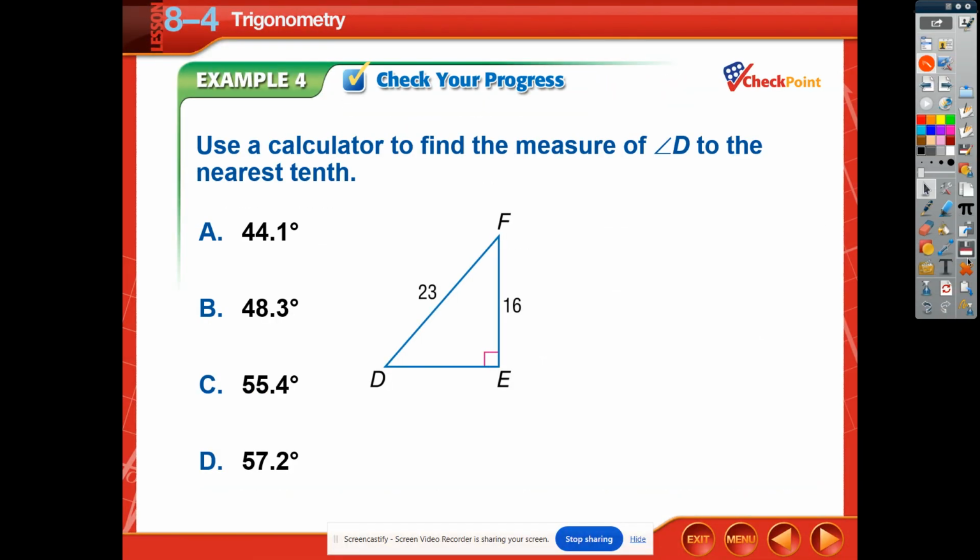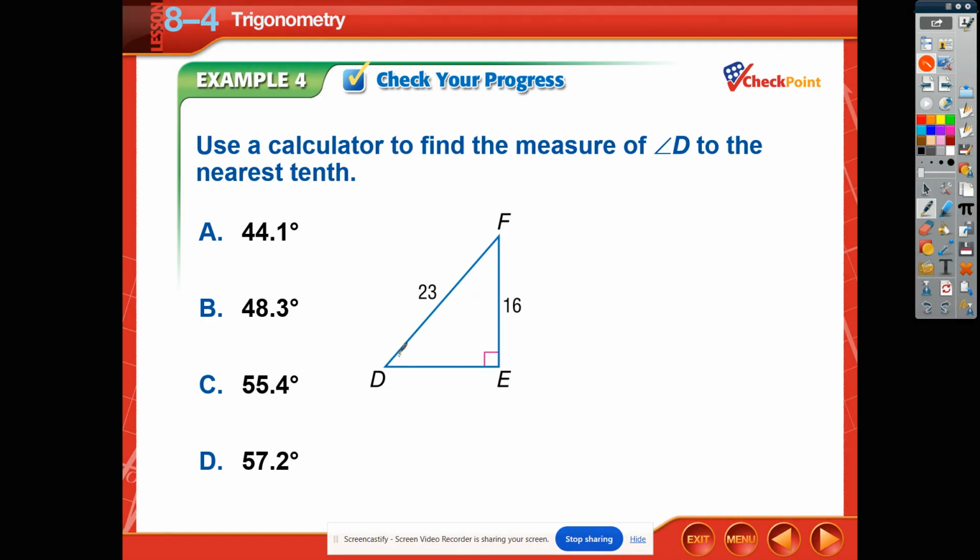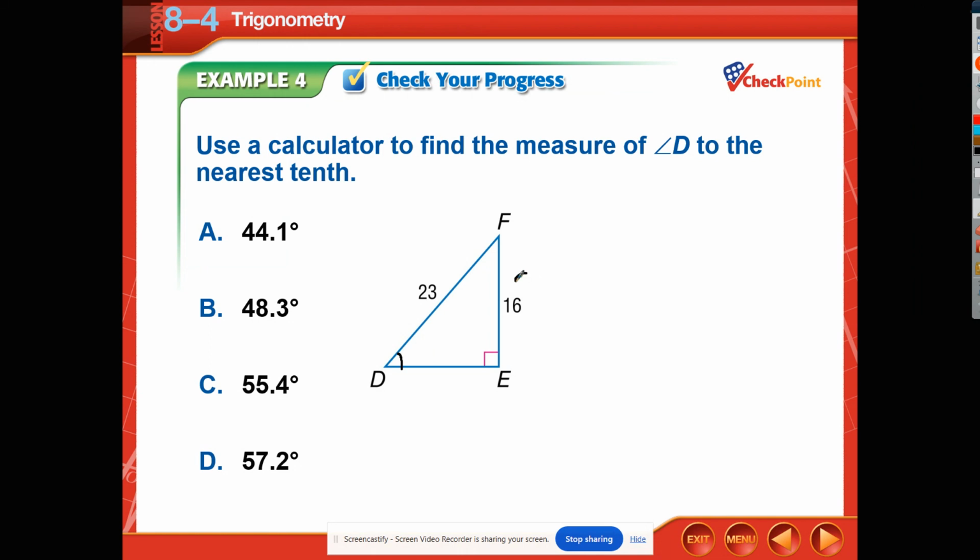All right, measure of angle D. So this is not going to be using cosine, because if we're talking about angle D, we don't have the adjacent, we have the opposite. So opposite over hypotenuse, that would be the sine. SOH, right? Sine is opposite over hypotenuse. So I want to use the sine. So sine of my angle D must be equal to the opposite over the hypotenuse.